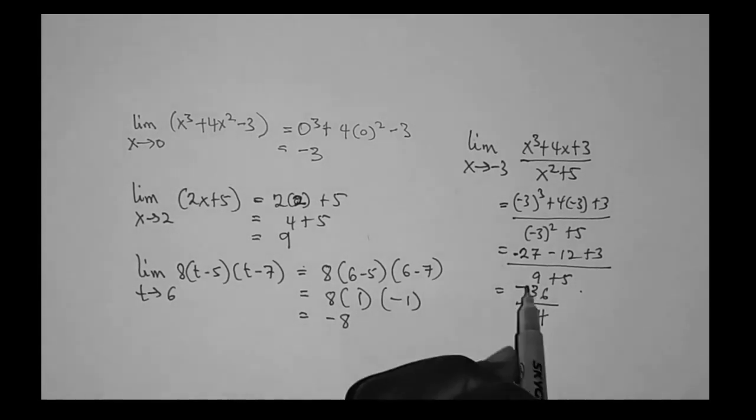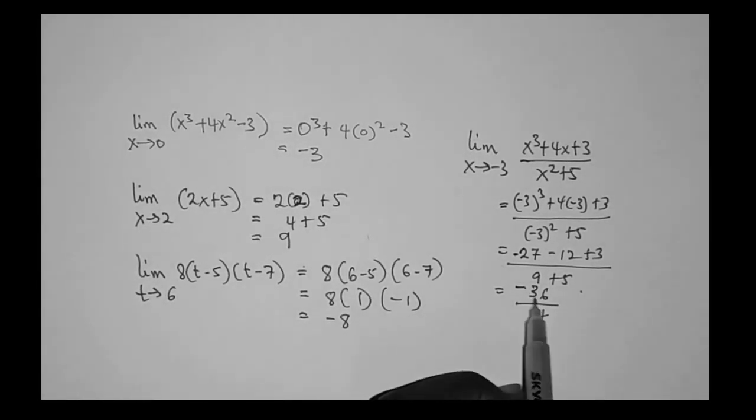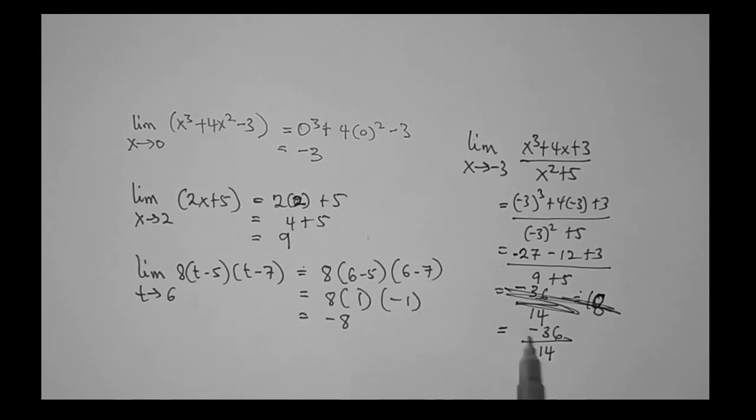So you see that we can further simplify this. We can simplify this further by dividing both the numerator and the denominator by 2. So this is equal to minus 36 divided by 2 is minus 18. Then 14 divided by 2 is 7. So this limit is minus 18 over 7.